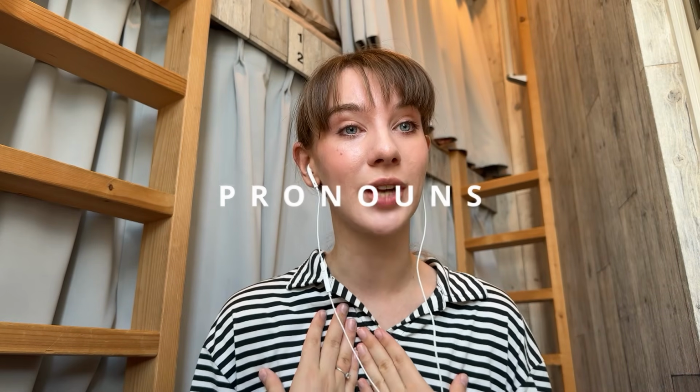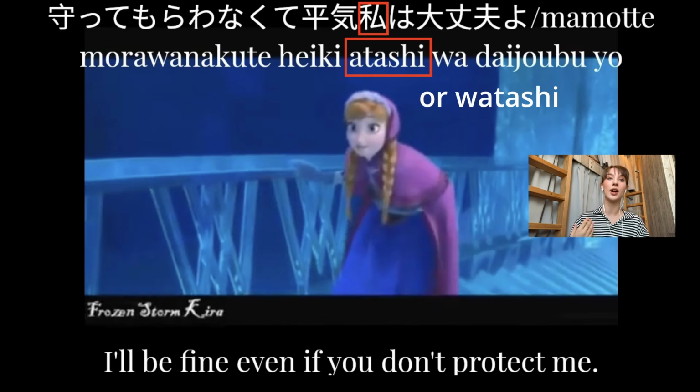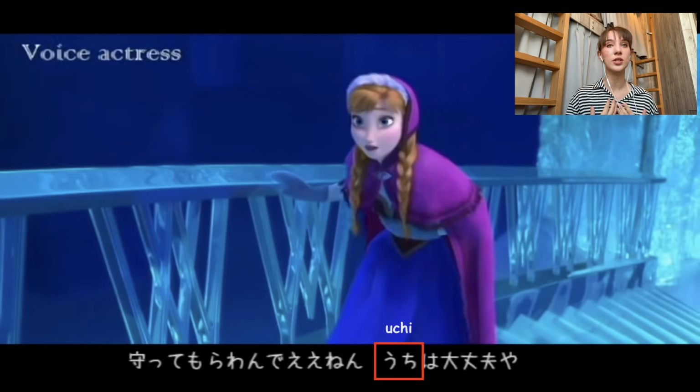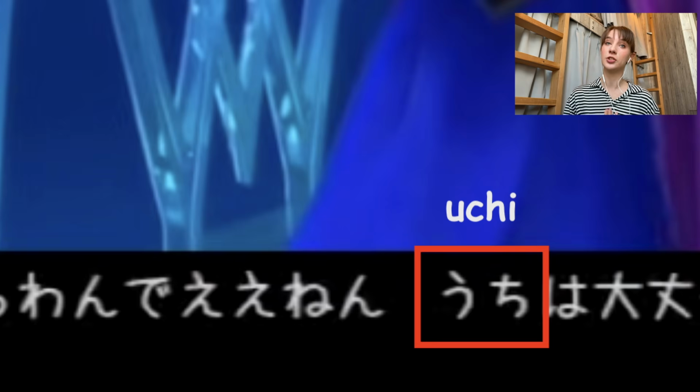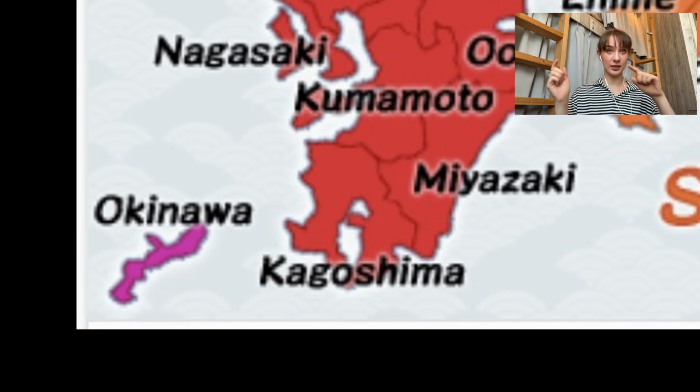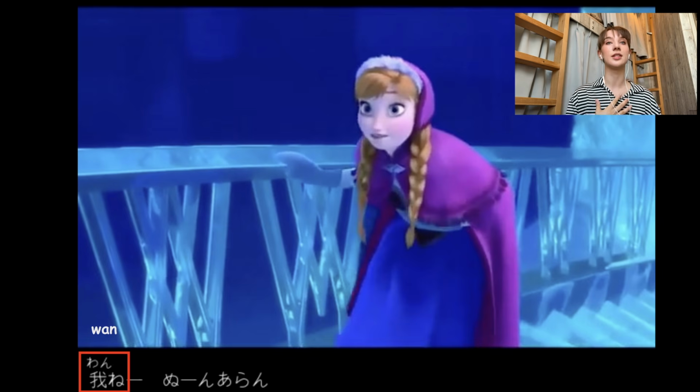I'll start with one of the easiest things to identify, and that is personal pronouns. Normally in Japanese in Tokyo, it would be watashi or atashi. There is a slight variation between atashi and watashi, but I will talk about that a little bit later. So for the east, it's atashi, but for the west, it's uchi. So Osaka, Hiroshima, Fukuoka is uchi. And Okinawa, considering that it's so far away from everything else in mainland Japan, there they say wan. So instead of atashi or watashi or uchi, they say wan.